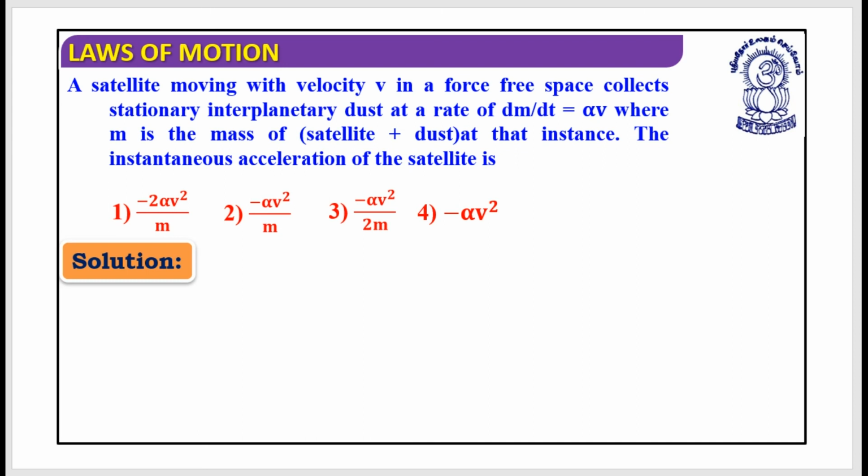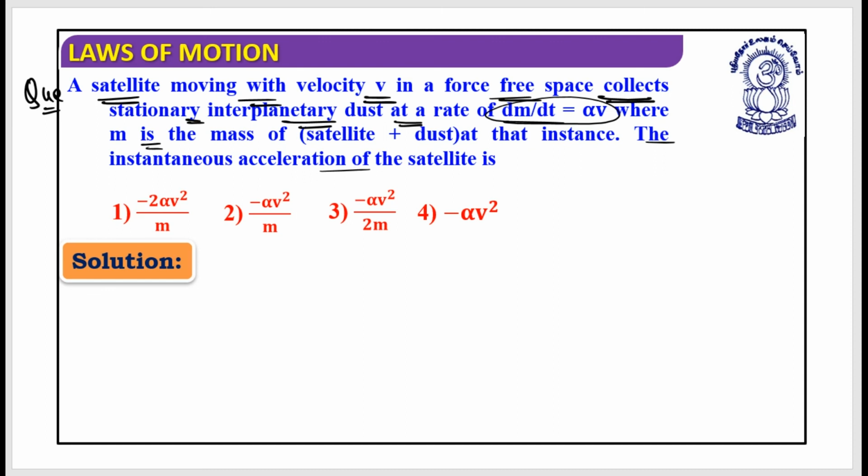According to the question, a satellite is moving with a velocity v in a force-free space and collects stationary interplanetary dust particles at a rate of dm by dt, which equals alpha into v, where m is the mass at that instance. We need the instantaneous acceleration of the satellite.